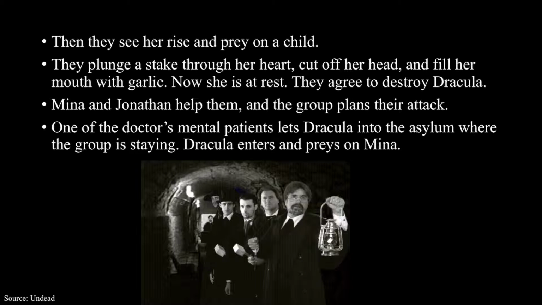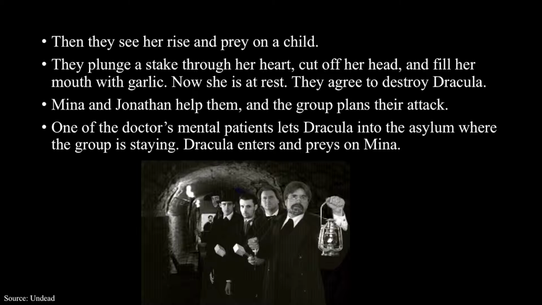When they see Lucy rise and prey on a child, they plunge a stake through her heart and cut off her head and fill her mouth with garlic. Now she's really at rest, and they agree to destroy Dracula, who is causing many of these people who die to become vampires. Mina and Jonathan Harker help them, and the group plans their attack.